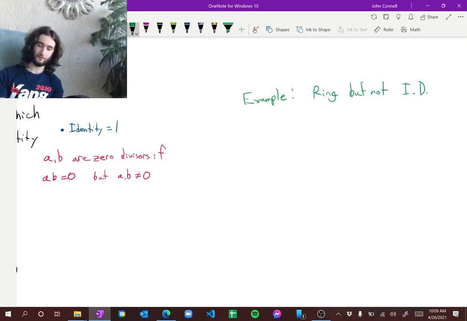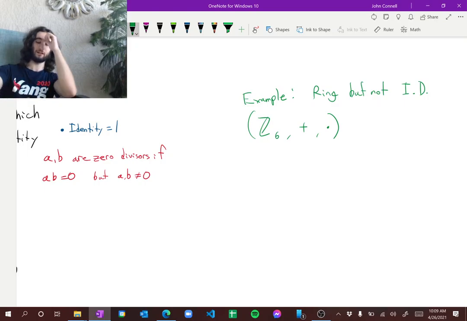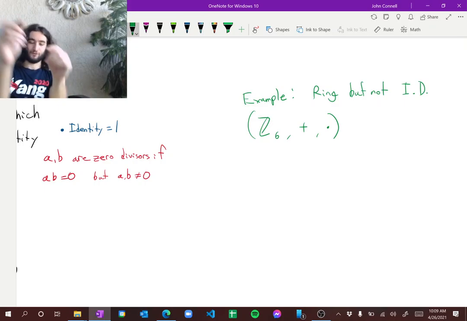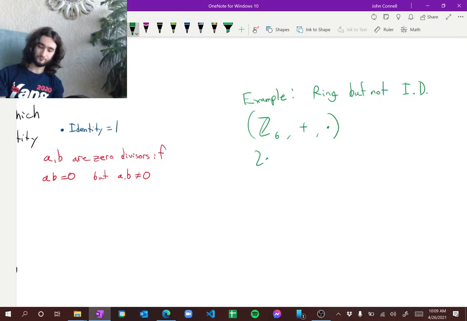Well, here's a good example. How about Z6? And of course, I mean that with two operations, right? So the set of 6 elements, 0, 1, 2, 3, 4, 5, with addition mod 6 and multiplication mod 6. This is not an integral domain because there are zero divisors. In this world, 2 times 3 is 0, right?